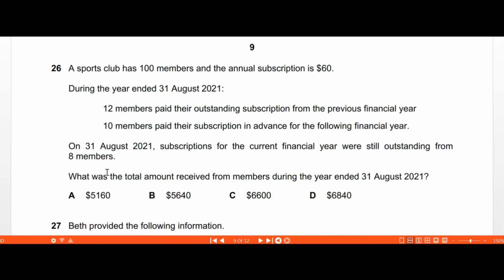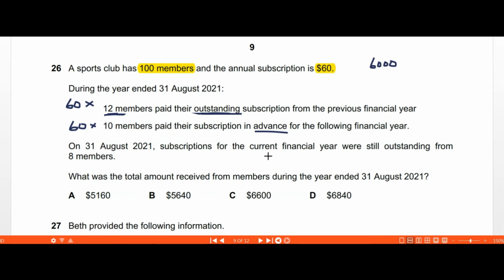Question 26. A sports club has 100 members and the annual subscription is $60. So 60 into 100, that makes it like 6,000 total for the year. During the year ended 31st August 2021, 12 members paid their outstanding subscription from the previous financial year. 10 members paid their subscription in advance for the following year. So if 60 is the subscription fee, then 60 into 10 is what we have received in advance, and 60 into 12 is what we have received as outstanding from the previous year.